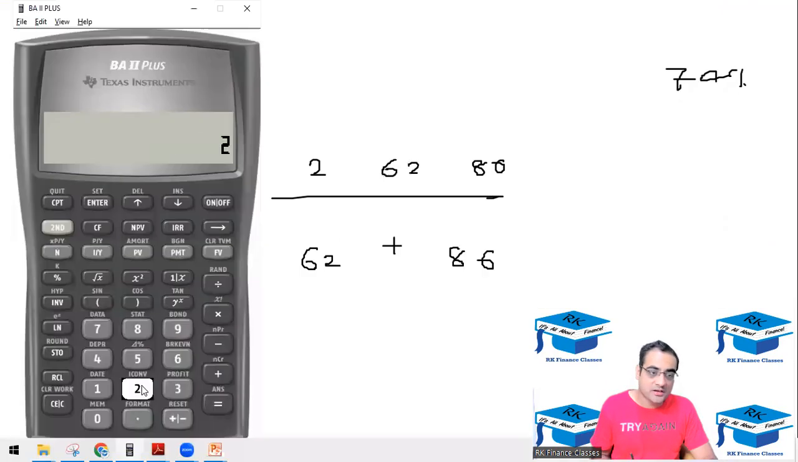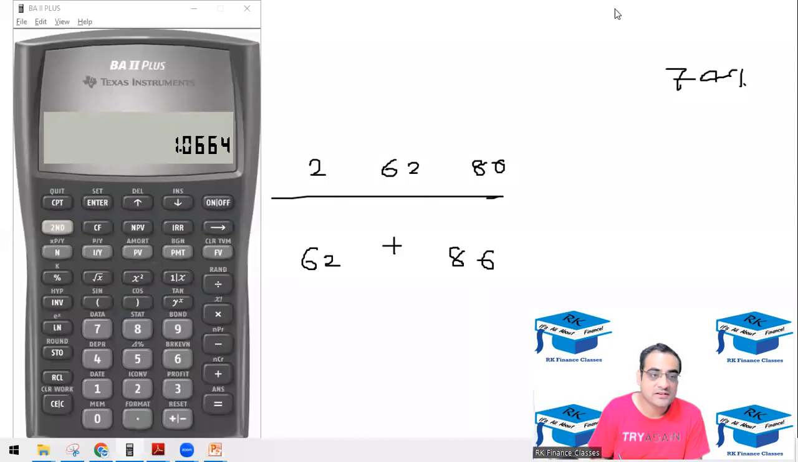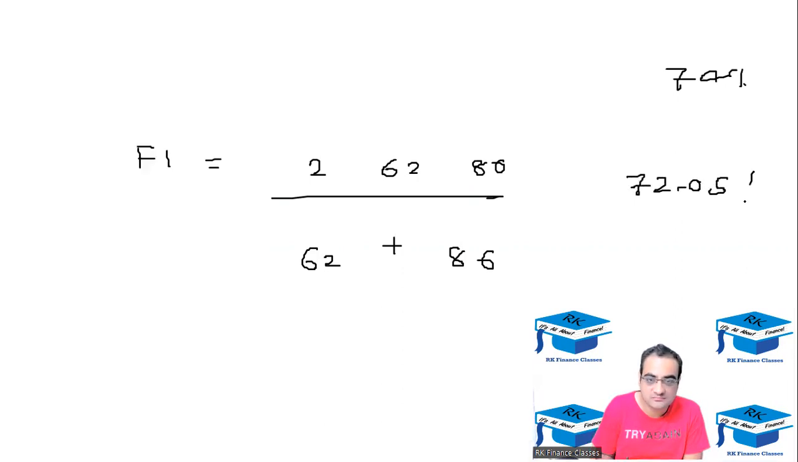Let's do it. In the numerator, actually percentage will be needed. I'm sorry. 2 into 62% into 86%. That will be the numerator. And divided by the denominator, 62% plus 86%. So divided by, open the bracket, 0.62 plus 0.86, close the bracket. So that's 72.05%. Okay, so that's the F1, which is 2 into precision into recall divided by precision plus recall.